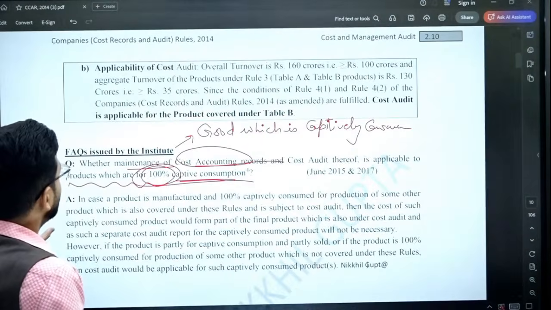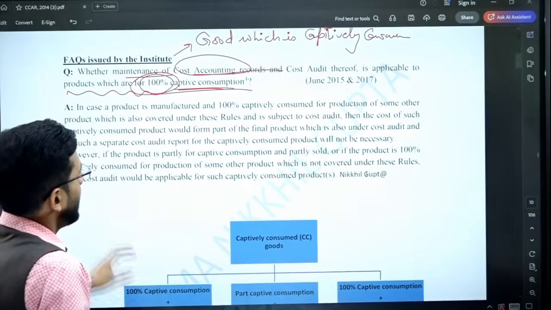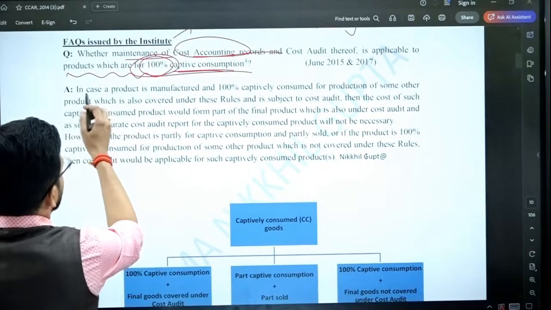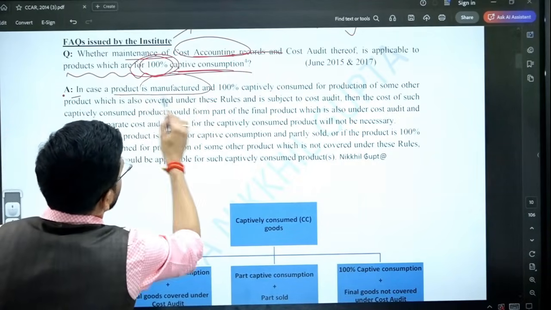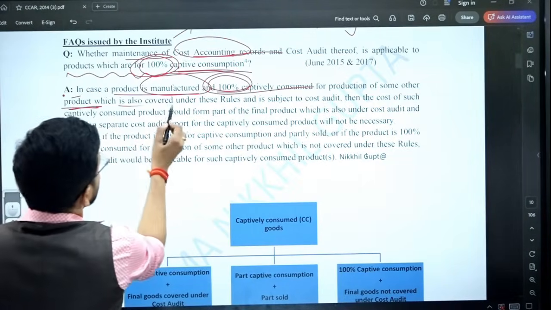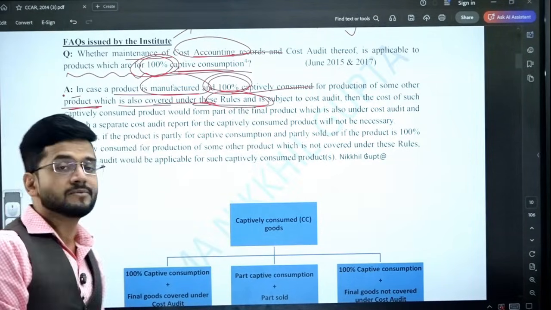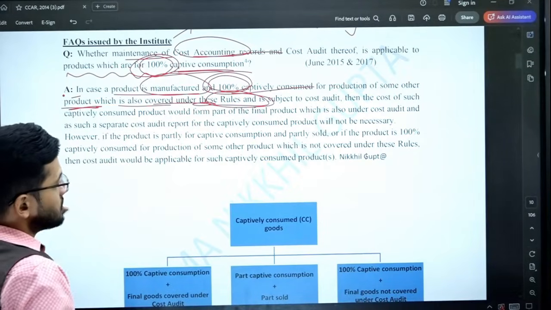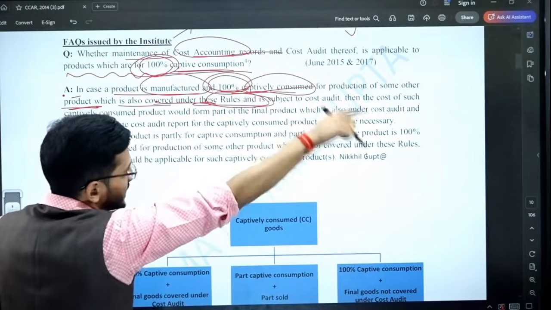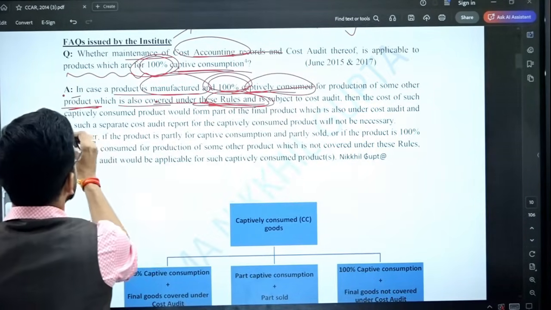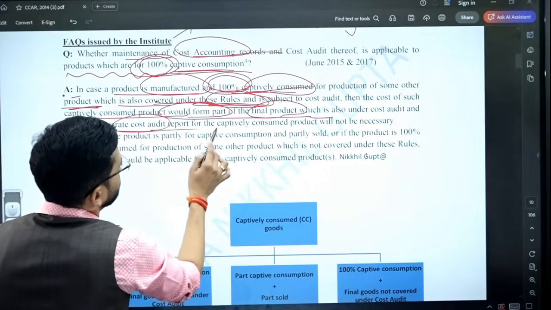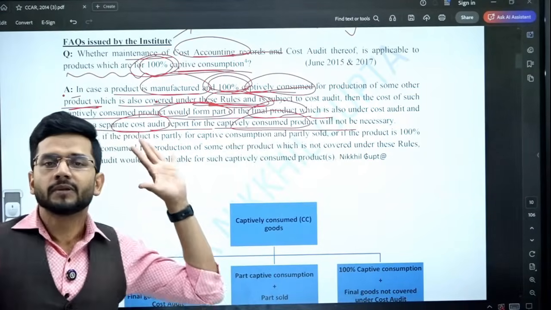That was the problem which was resolved by the Institute of Cost Accountants of India, and they gave this FAQ, frequently asked questions answer. What is the answer? Answer is, in case a product is manufactured and 100% captively consumed for production of some other product which is also covered under the rules and is subject to cost audit. So this is situation number one. Situation number one is, you are producing a captively consumed good which is covered under cost audit, and you are using it for a final product which is also covered under the rules. Then the cost of such captively consumed goods would form part of the final product which is also under cost audit, and a separate cost audit report for captively consumed goods will not be necessary. Then it's okay.